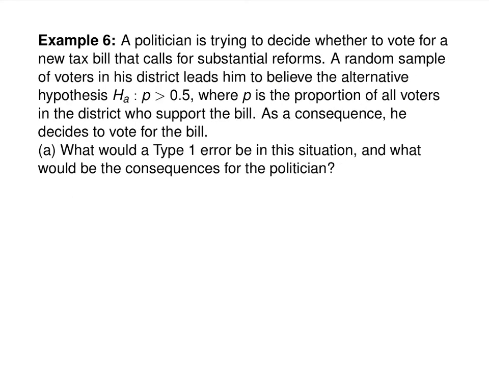So suppose a politician is trying to decide whether to vote for a new tax bill that calls for substantial reforms. A random sample of voters in his district leads him to believe that the alternative hypothesis, HA: proportion p is bigger than 0.5, is true, where p is the proportion of all voters in the district who support the bill. As a consequence, he decides to vote for the bill. So what would a type 1 error be in this situation, and what would be the consequences?